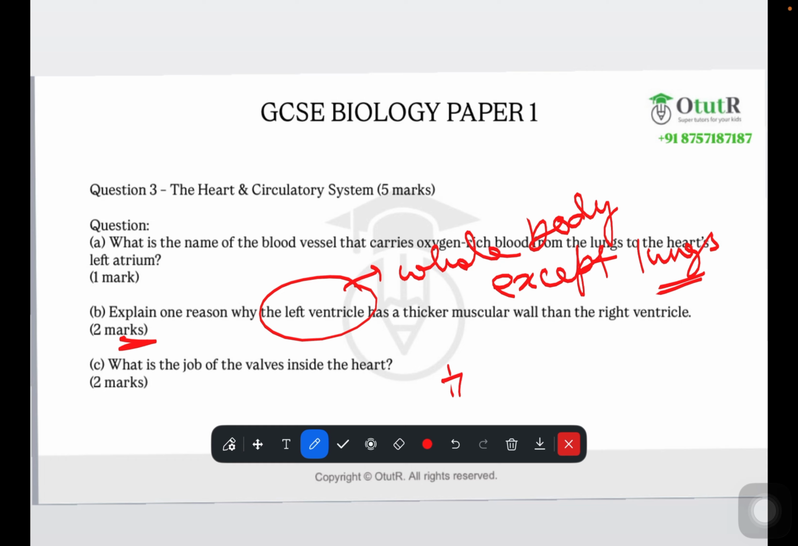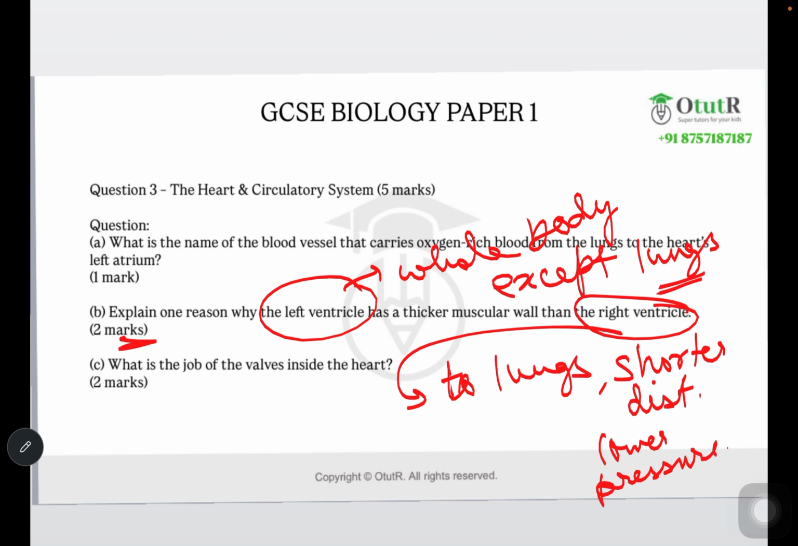Therefore, it requires higher pressure. The second part of this answer is that the right ventricle only pumps blood to the lungs, and therefore it's a shorter distance and lower pressure.